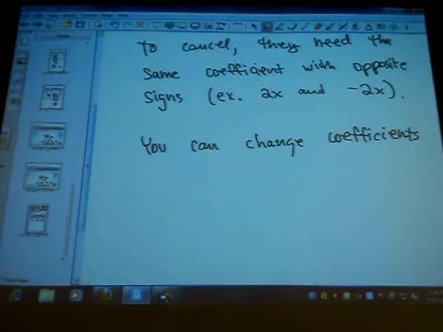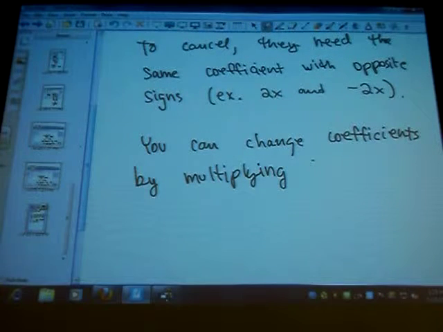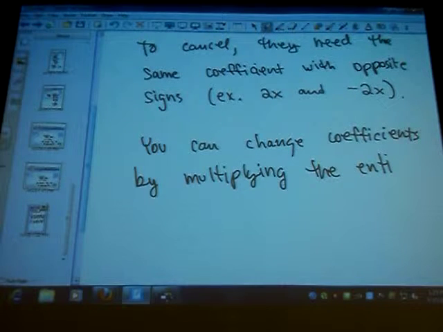So you can change coefficients by multiplying the entire equation by a number. Now you can't just multiply the x or the y or whatever you're trying to change. You've got to do the whole equation.